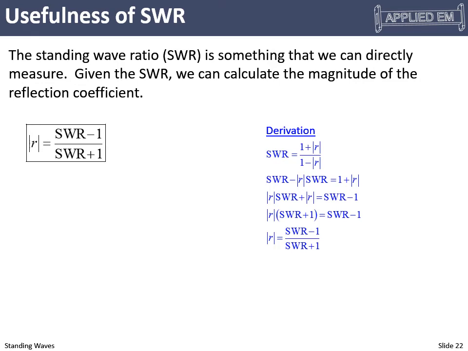So here's one useful thing. We can start with our definition of SWR, and here's our definition, and we can go through a series of algebraic steps and we can solve this for the reflection coefficient. Now we have a way of using something that we can measure easily, standing wave ratio, to indirectly measure something that will be much more difficult to measure otherwise, and that is the reflection coefficient.